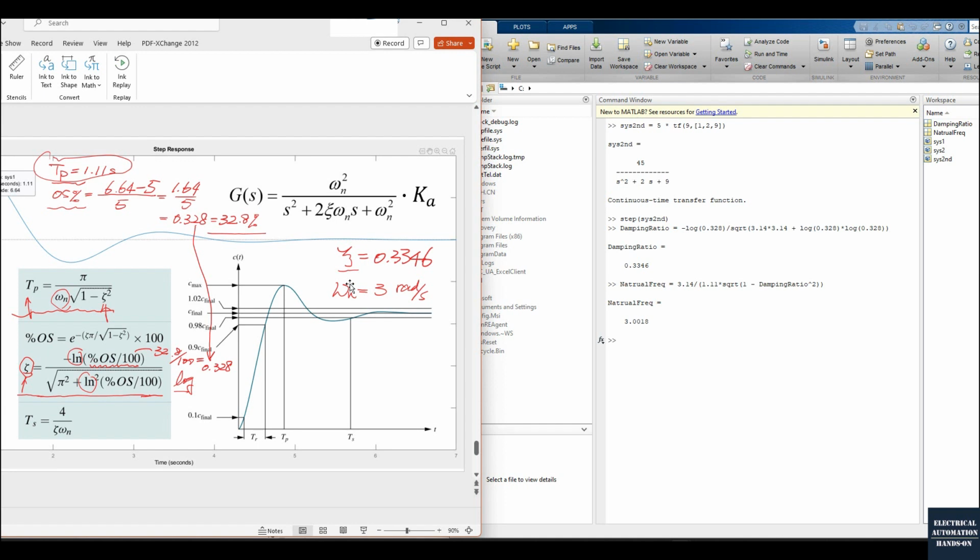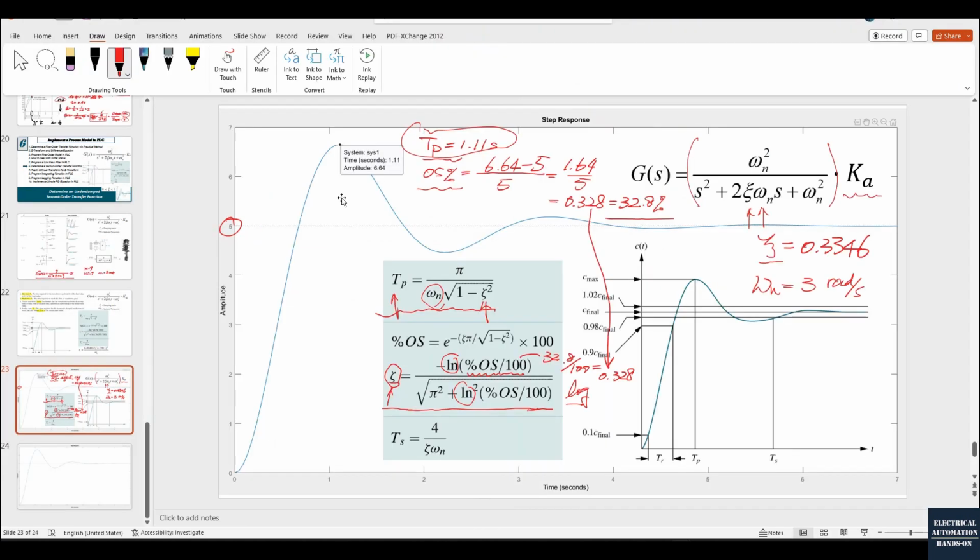Okay, as we can see, once we got this damping ratio and the natural frequency, we can get this second order transfer function. And one important thing is the gain. How can we calculate the gain? Okay, if we go back to this picture, we will see the steady state value, this 5. And this is the step response. That means the delta of the input is 1. And the delta of the output is 5, right? So the Ka, the gain, is equal to the delta of the output divided by the delta of the input. So that means the Ka is 5.